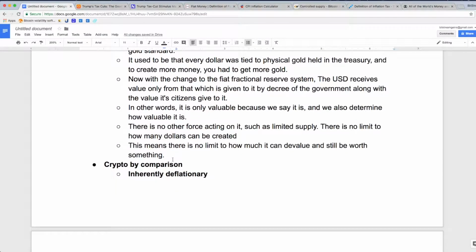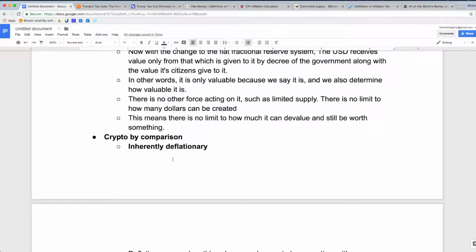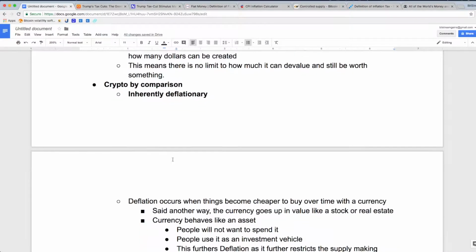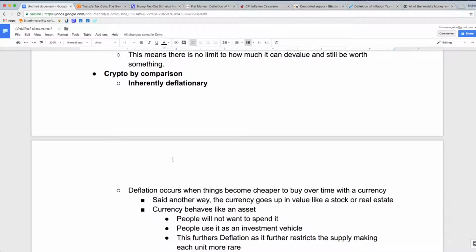Okay, so now let me get into cryptocurrency by comparison and what all of that has to do with crypto, right? So cryptocurrency is inherently deflationary. So what does that mean? Every cryptocurrency has a limited supply. For example, Bitcoin, there's only going to be 21 million Bitcoin ever created. Okay. So since cryptocurrency is priced in dollars most of the time, the value is derived by how many dollars it's worth. So we'll say $17,000 Bitcoin and all that kind of stuff.